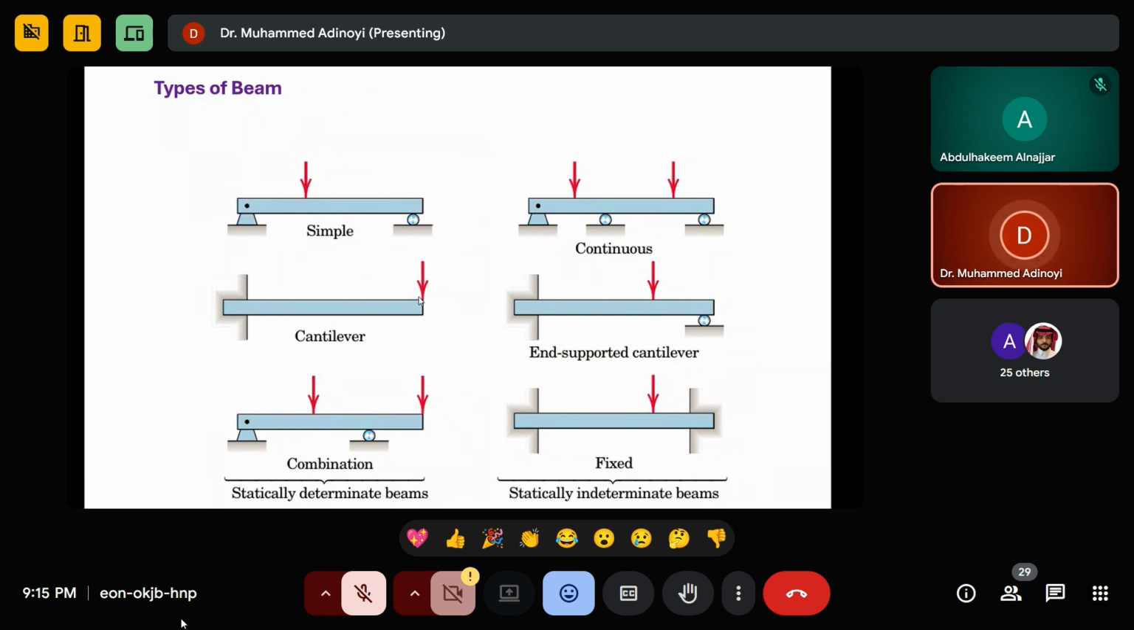So this is what we call a cantilever. A cantilever is supported at one end that is fixed. So you are going to have what?